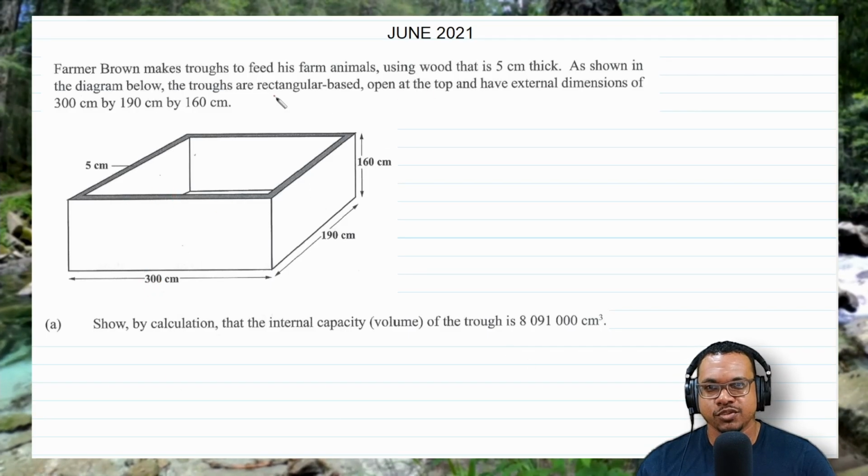Now they said that the trough is open at the top. They never said anything about open at the base as well. So you're going to assume that the base has a piece of wood that is 5 centimeters thick as well.